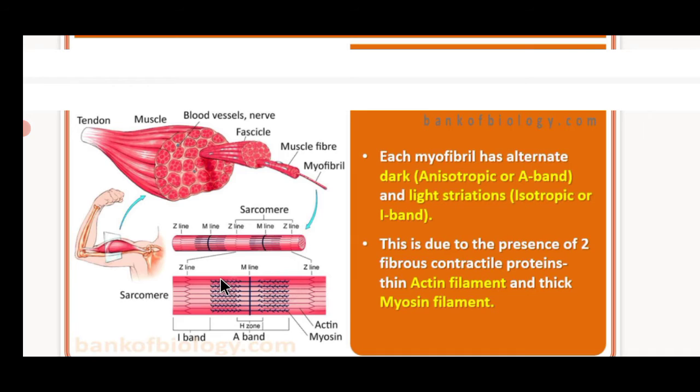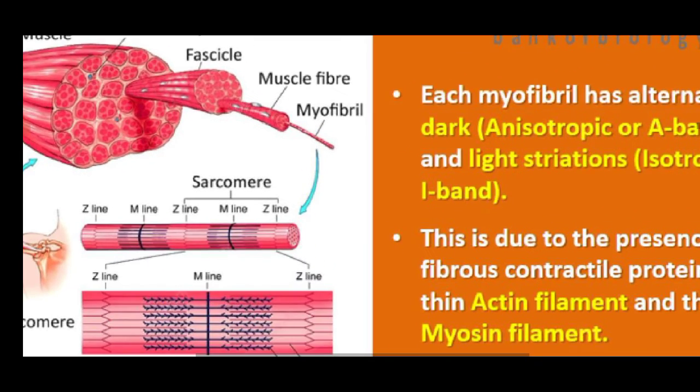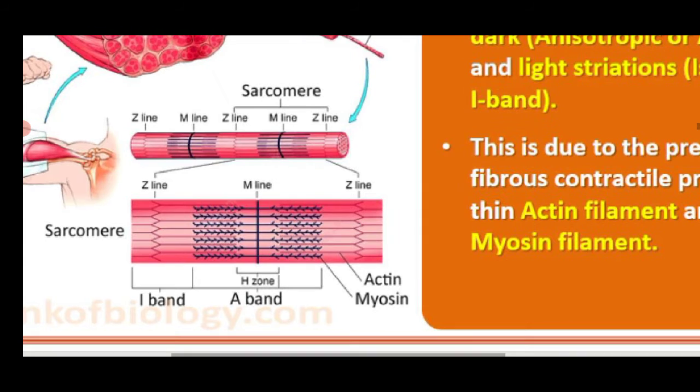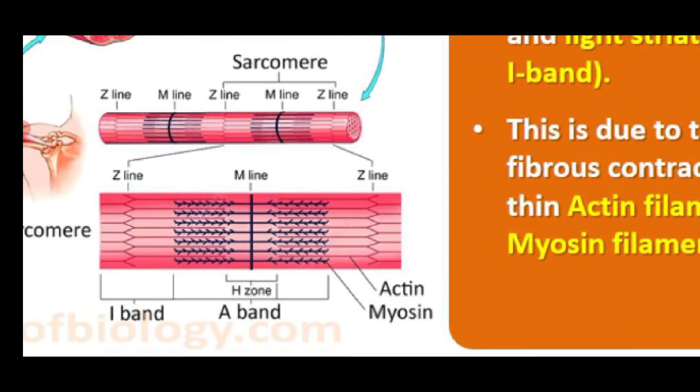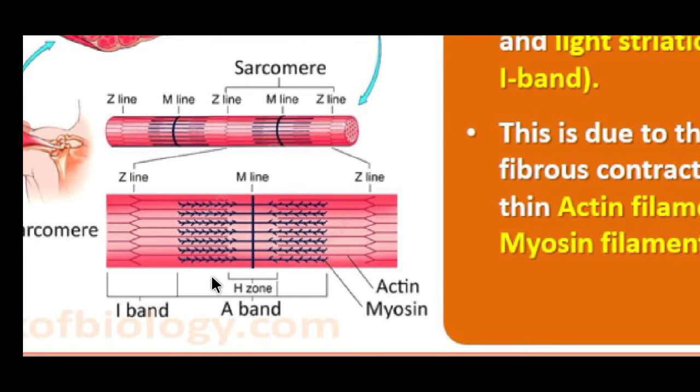This is how a muscle fiber's unit, the sarcomere, looks. These are the dark bands, and these here are the light bands. Dark bands contain myosin, which is a protein, and light bands contain actin. And these bands have been divided into different areas.